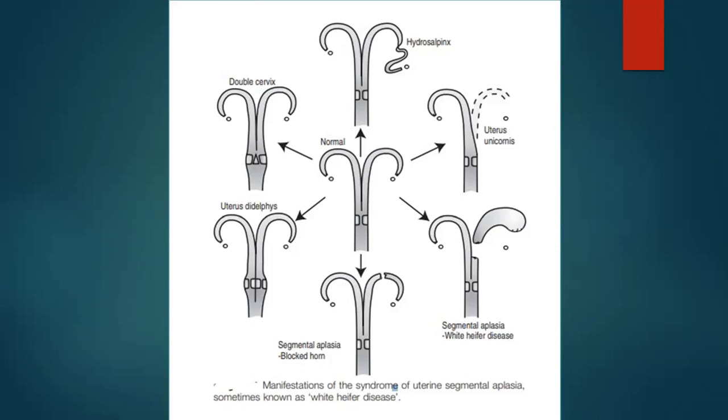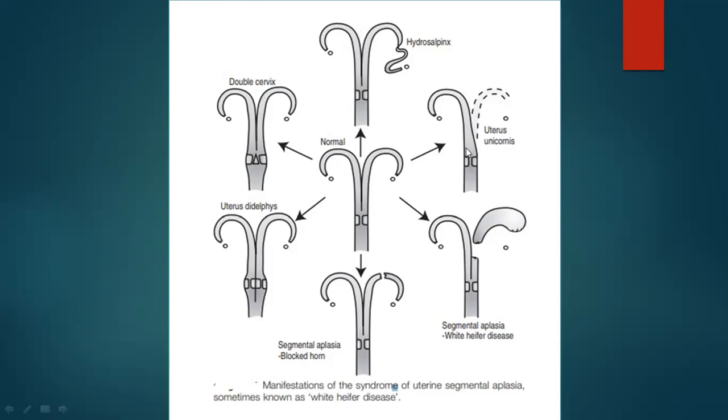In the bottom picture, we find segmental aplasia of the blocked horn. So one part of the horn is blocked. In this case, what will happen? The fertilized zygote will not be able to come and implant in the uterus. After fertilization, the embryo comes to the uterus and gets implanted in the horn. If the cranial part of the horn is aplastic, then implantation will not happen and conception will not occur. So in this case, we will have infertility.